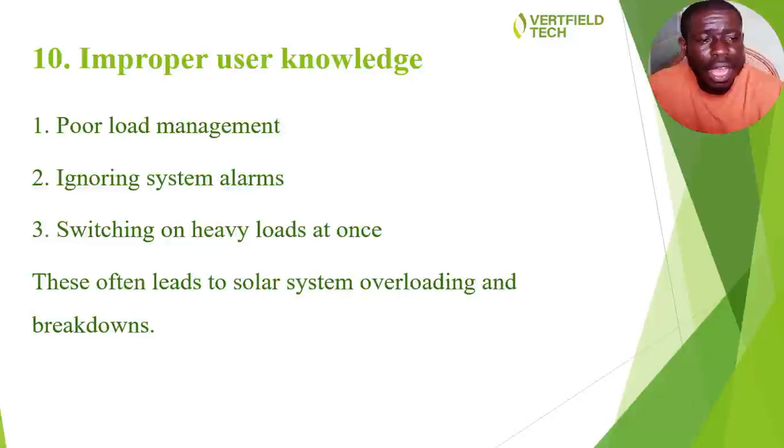Improper user knowledge. Yes, we are finally winding down. Improper user knowledge: poor load management, ignoring system alarms, switching on heavy loads at once. This simply means that as installers, please, you need to educate your client on how to manage the system. And you, the client, you also need to listen and obey the instructions given to you by the installers.